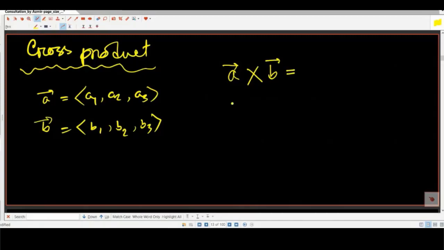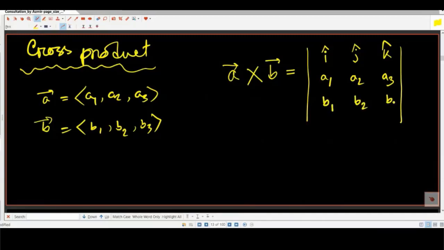So this is the determinant. How can we find the determinant? First, we have to write the unit vectors, that are the standard basis vectors i, j, and k. Then the components of a, that is a1, a2, a3. Then the components of b, b1, b2, b3. So we know how to find the value of a determinant. Here we can see that there are 3 rows and 3 columns.